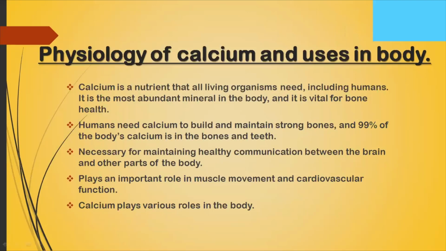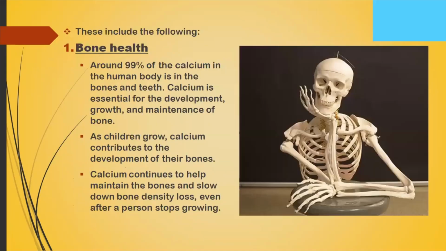What is the physiology of calcium in the body? As we have said, calcium is a nutrient that all living organisms need, including humans. It is the most abundant mineral in the body, vital for bone health, and necessary for maintaining healthy communication between the brain and other parts of the body. In case of bone, 99% of calcium in the human body is in the form of bones and teeth. It's essential for development of the human body, growth and maintenance of bone.